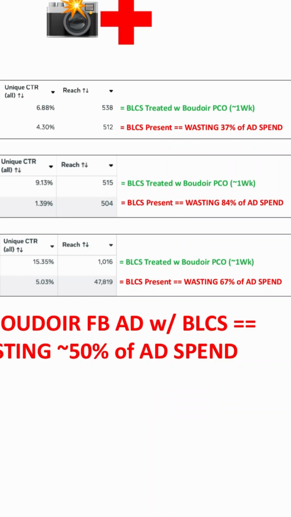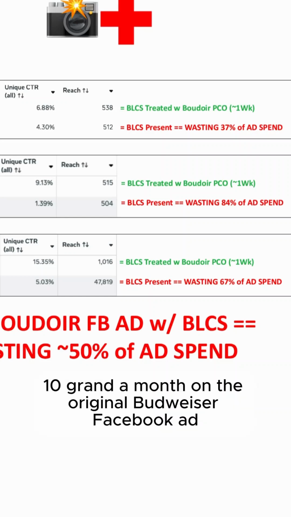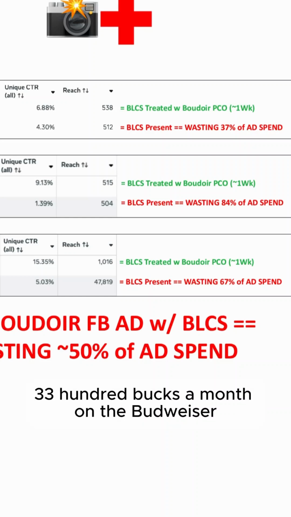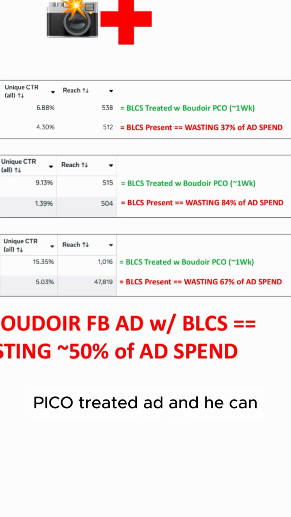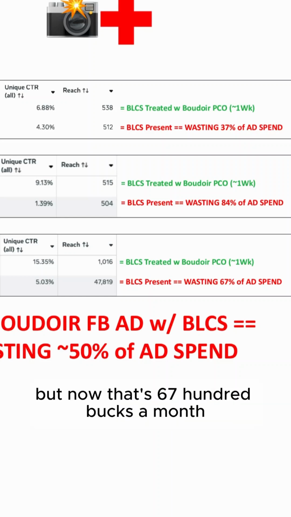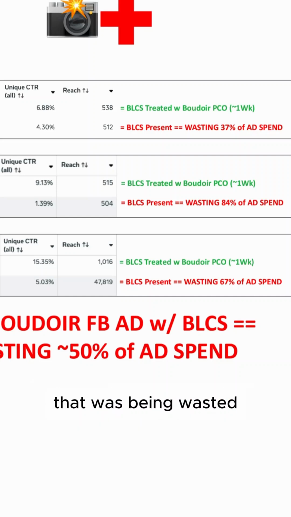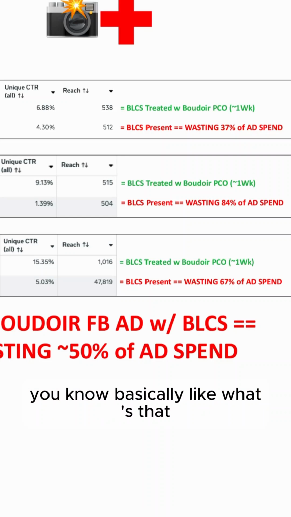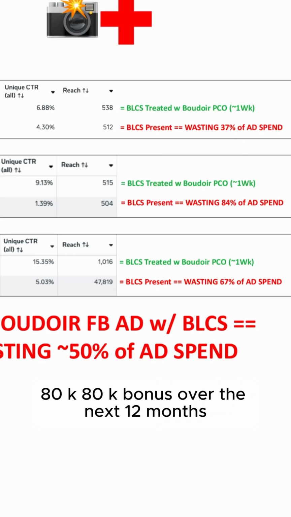And as a result, if you spend 10 grand a month on the original Boudoir Facebook ad, then now he only has to spend 3,300 bucks a month on the Boudoir Pico treated ad, and he gets to add into the same number of women's brains in both scenarios. But now that 6,700 bucks a month that was being wasted is eliminated, back in his pocket. He doesn't have to spend it as a phantom bonus every single month. Basically, what's that, 80K bonus over the next 12 months.